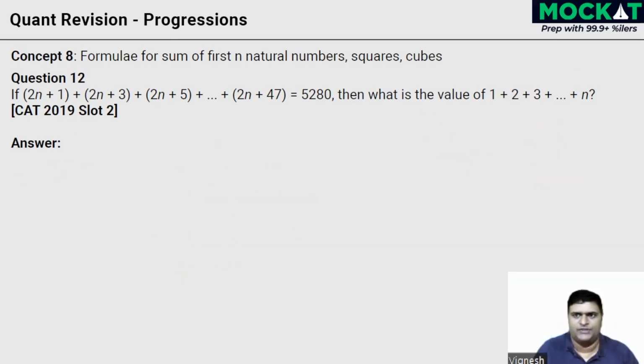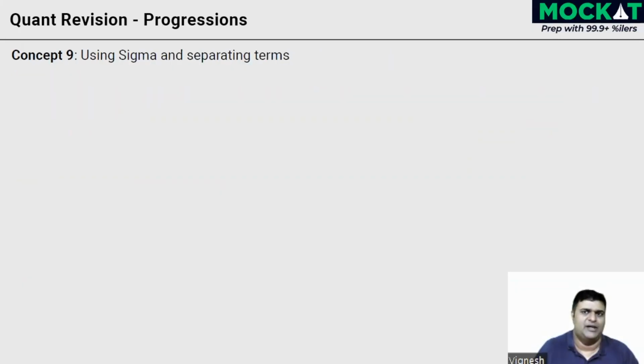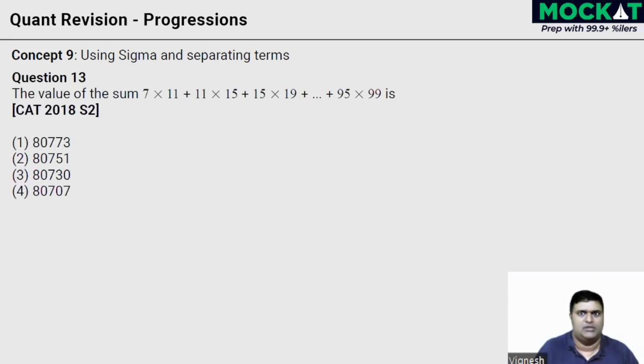There is more use for this formula around sigma, right? Sigma, separating the terms, summation. Let's take it up with an example over here. So 2018 slot 2, one of the tougher years: 7 into 11 plus 11 into 15 plus 15 into 19 and so on till 95 into 99.